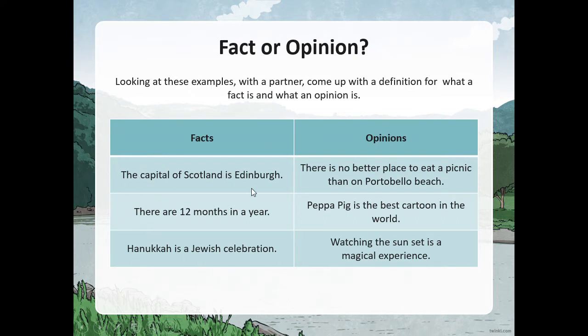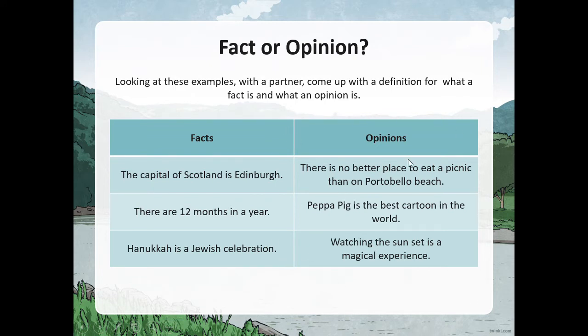The capital of Scotland is Edinburgh. There are 12 months in a year. Hanukkah is a Jewish celebration. These are all facts. So think of a way that we could describe facts to someone who never knew it before. Opinions. Here are examples of opinions.